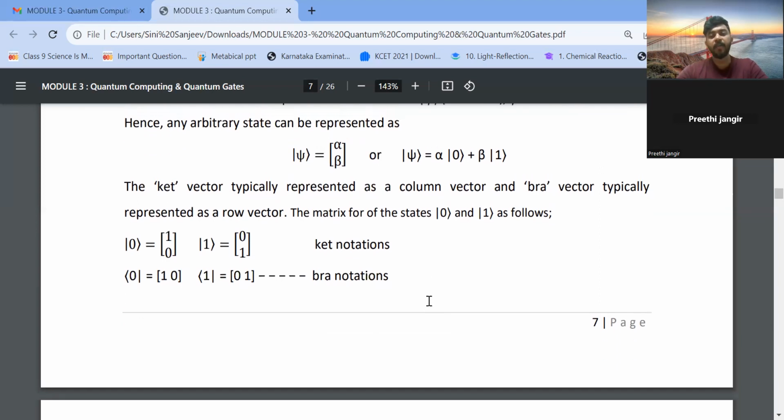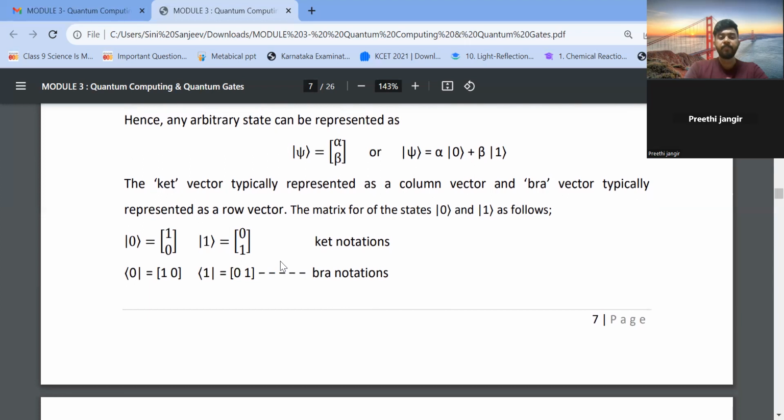The matrix of the following things. 0, we all know it is 1, 0. 1, it is 0, 1. Correct. So this ket vector is represented as what? Column.